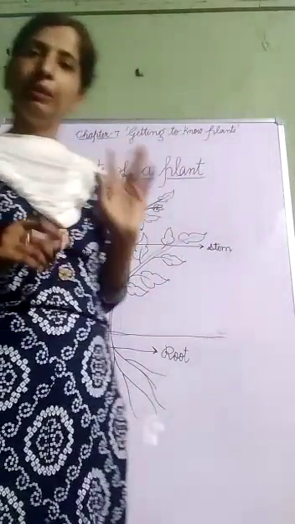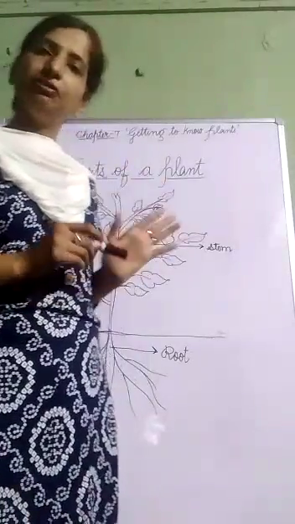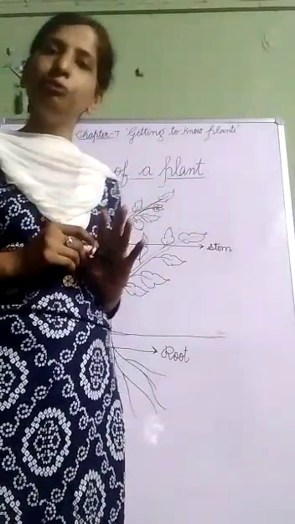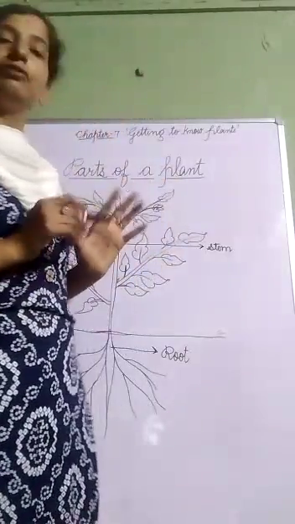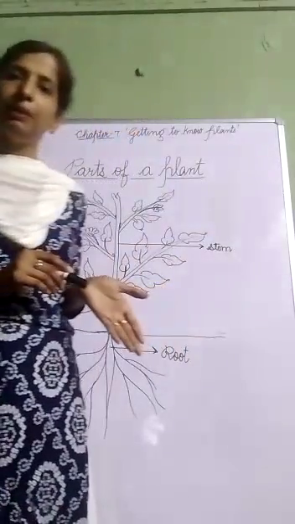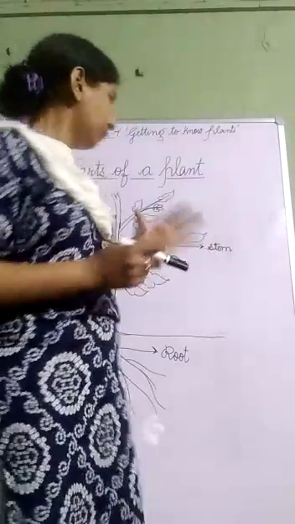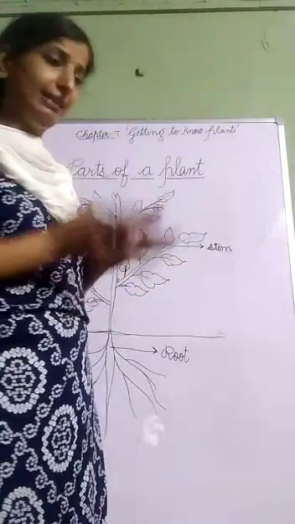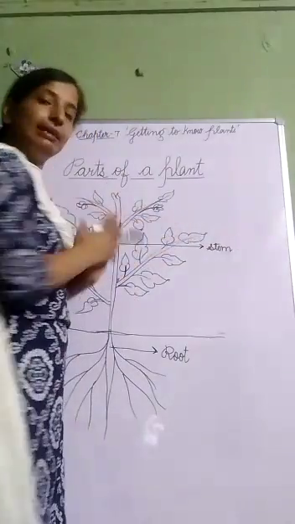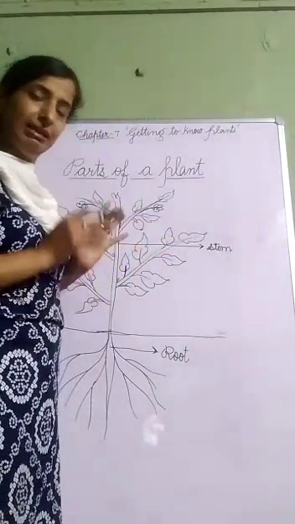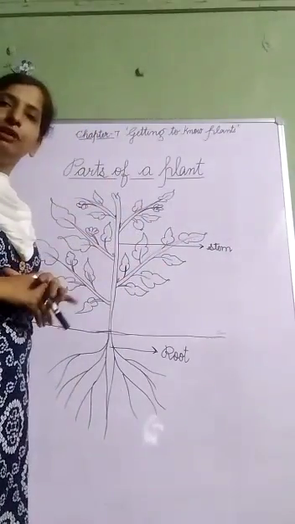So stem has two main functions. It conducts water and minerals to all parts of the plant. And second, it conducts food which is prepared in leaf to all parts of the plant. And you can see all the parts of a plant like branches, leaves, fruit, flower, they are borne by the stem. Stem bears branches, leaves, flowers, fruits, buds of a plant. So these are the important functions of a stem.